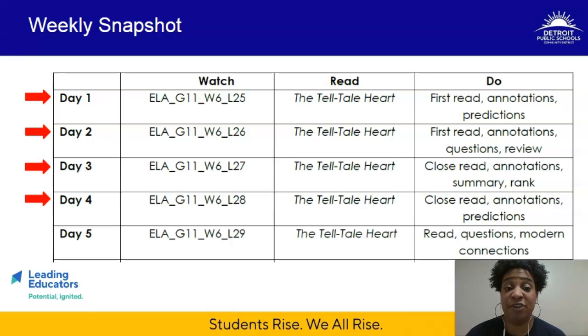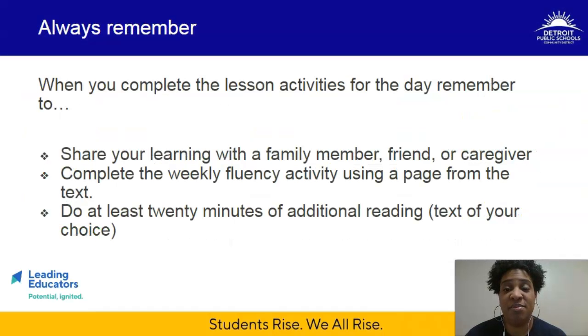So you have done a first read in 2 parts for day 1 and 2, a close read in 2 parts on days 3 and 4. And now we've arrived to day 5, where you're going to start your analysis of the story by doing a skimming, responding to questions, and making some modern day connections between the text and some additional stories that you are familiar with.